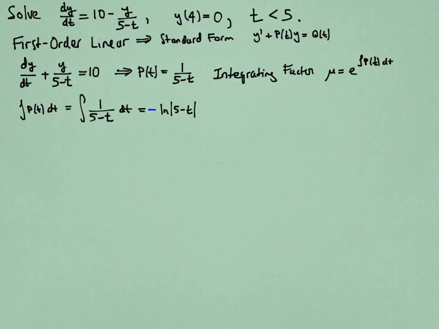I don't need a constant of integration here because I'm looking for any integrating factor, and we'll take c to be 0. Notice I don't even need the absolute value here, since 5 minus t is always going to be positive when t is less than 5.